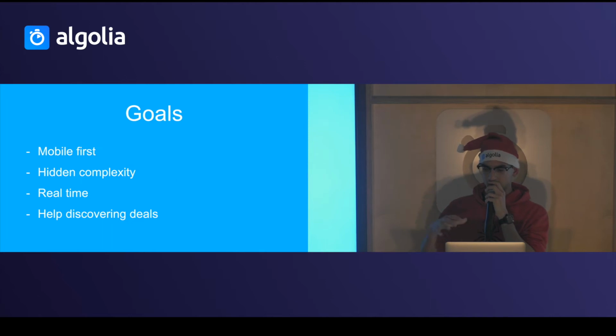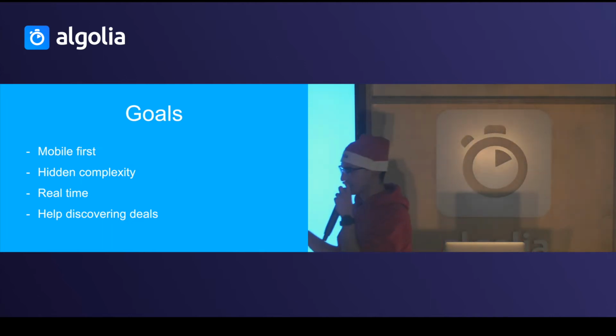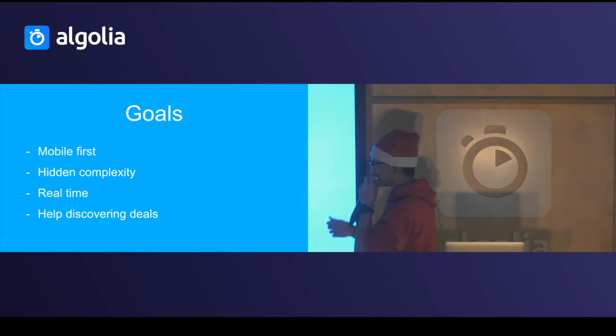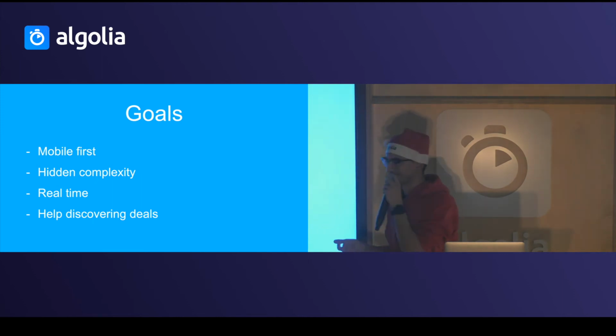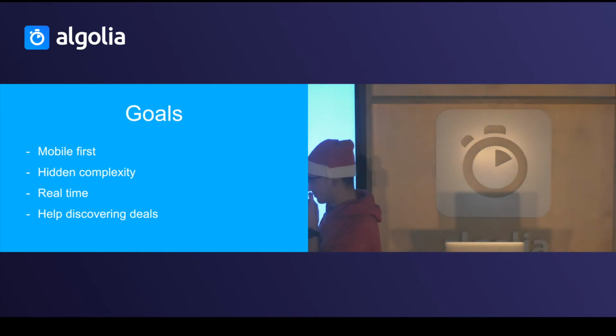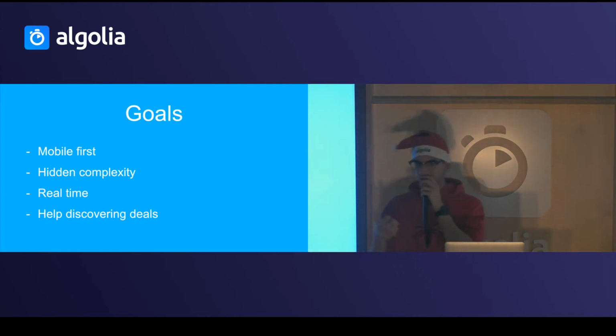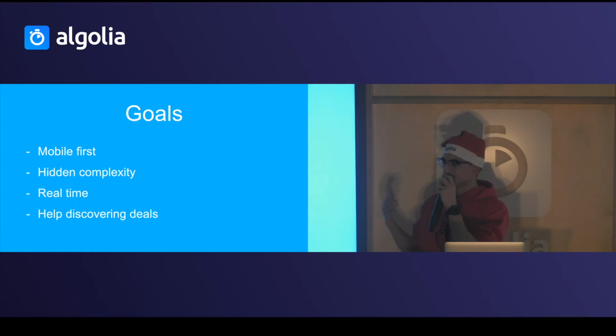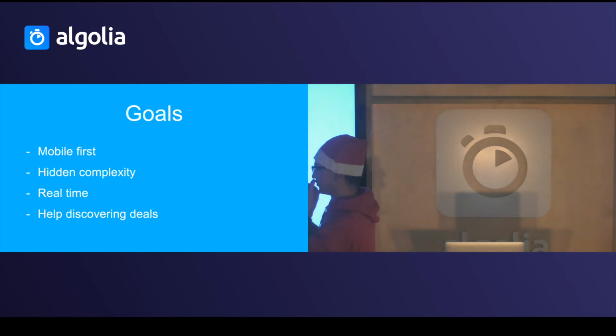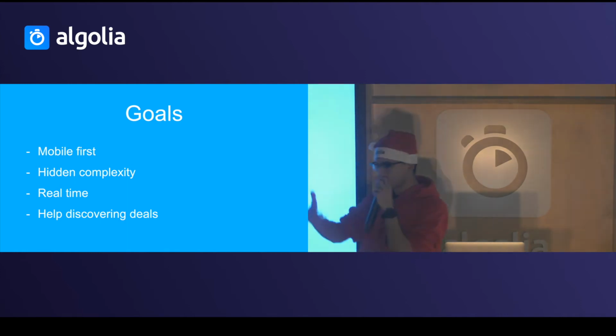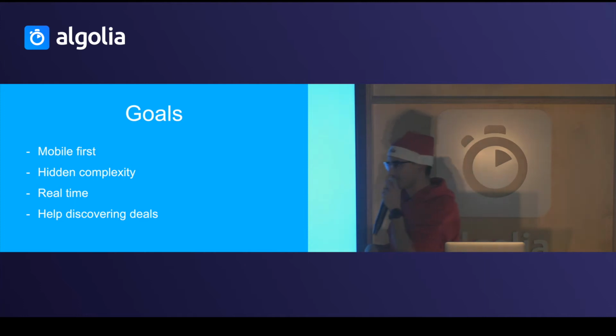So I tried to put all my goals in a sticky note. The goal was mobile first because now I have a computer near the beach. Hidden complexity, because I'm going to explain later, but when you are building something with data, you have a problem because you can have too much data and you need to prioritize the information, what is important, what is relevant, and you need to hide the rest until the user starts using the application. So the first user impression is very important.